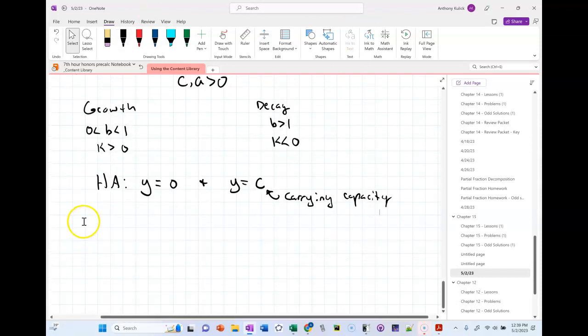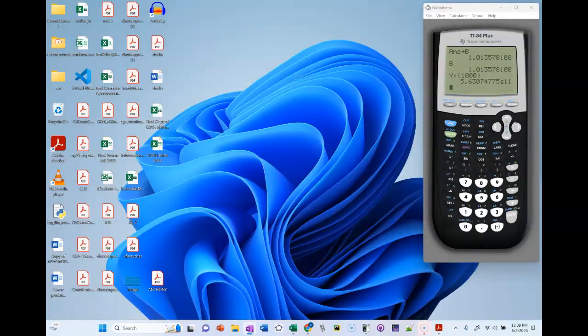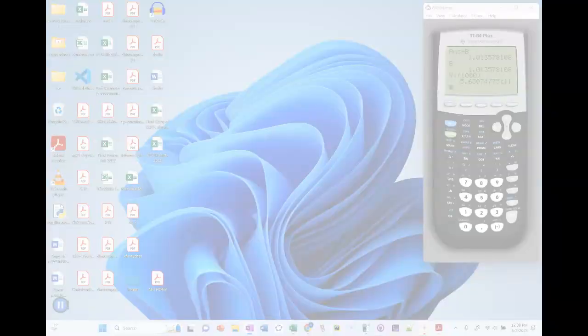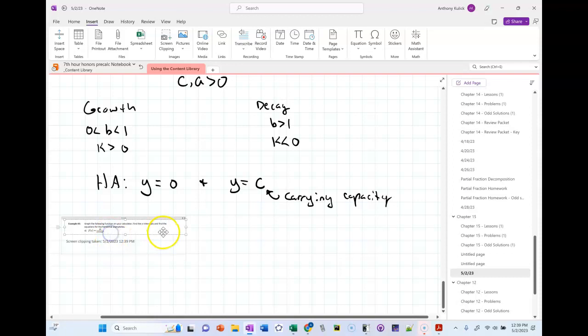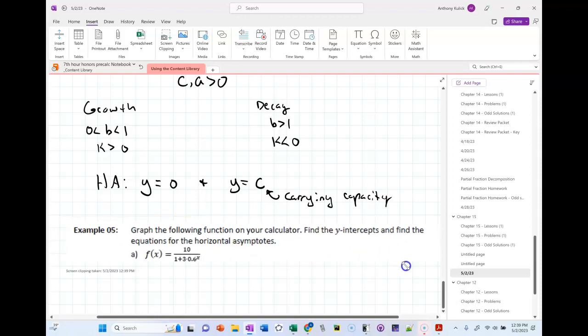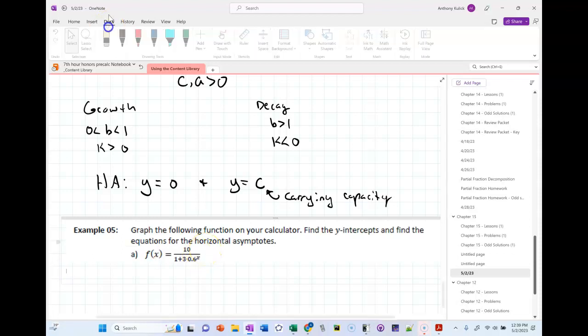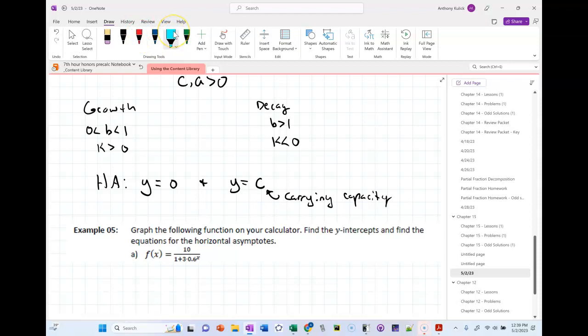So just as a quick little example, getting used to picking the pieces out of an equation, a logistic equation. So let's take a look here. If I look at this guy, is this going to be logistic growth or decay?